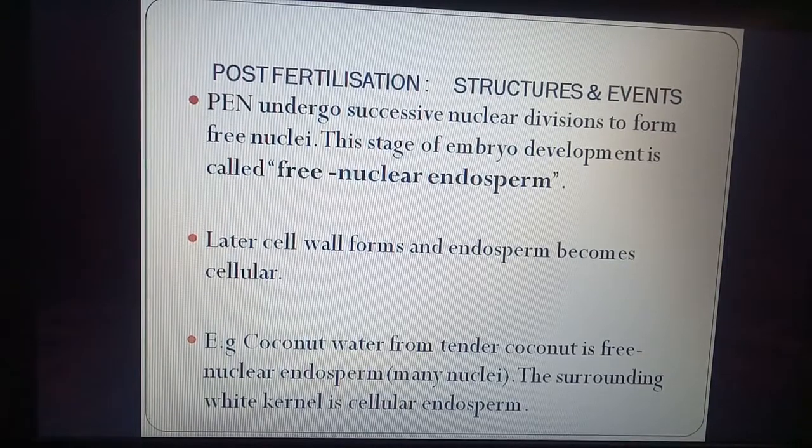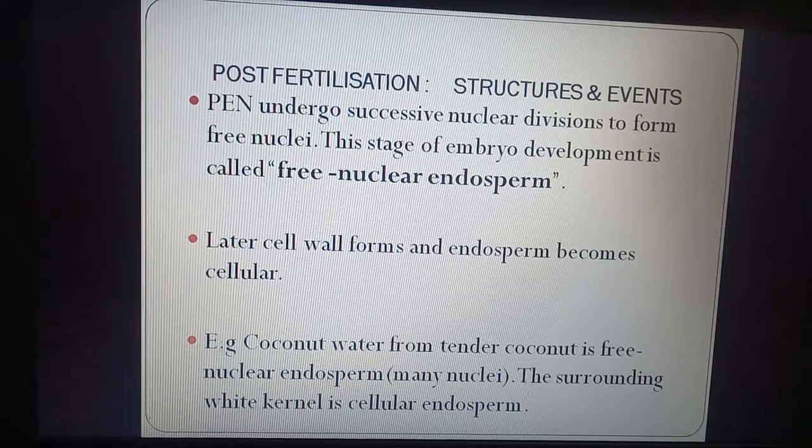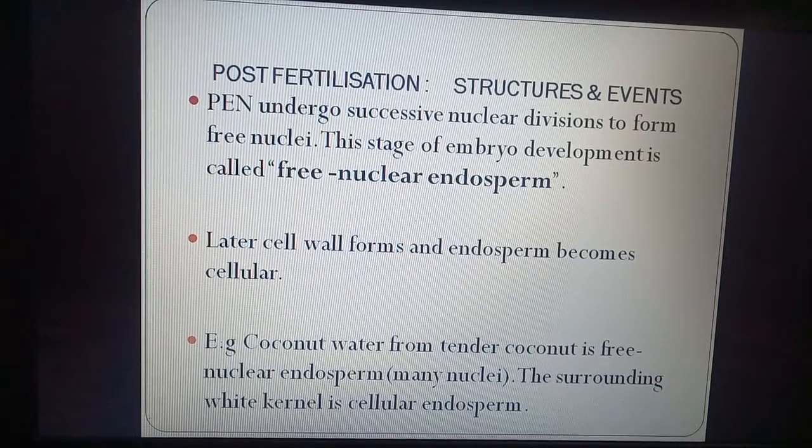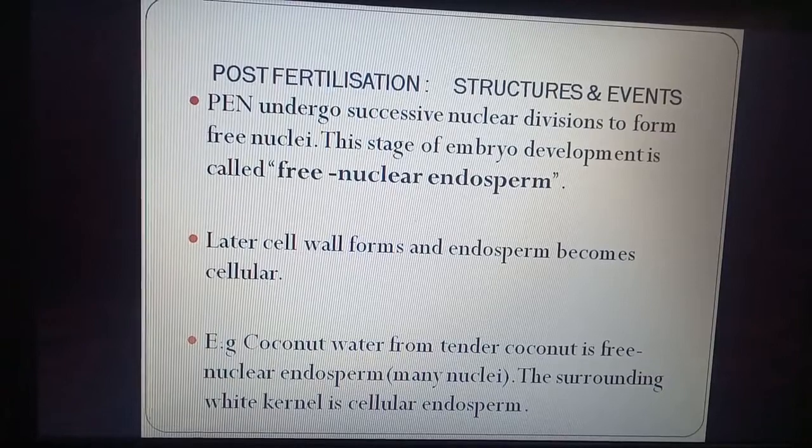After this, cell walls are formed and the endosperm becomes cellular. First the nuclei divide and later cell walls are formed. An example is coconut. We might have seen, children, that coconut contains water which we drink. This water is actually free nuclear endosperm. It has thousands of nuclei. And the surrounding white kernel which we eat is the cellular endosperm which has cell walls. So we see both types of endosperm in the coconut.